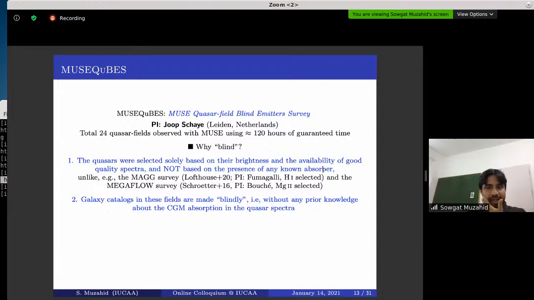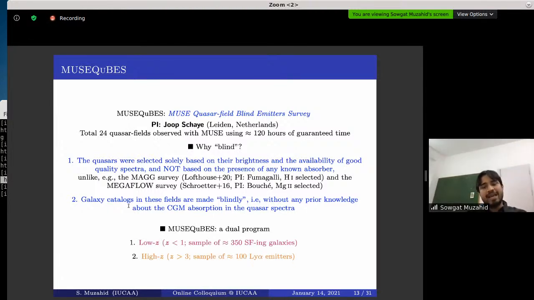We selected those fields because good quality quasar spectra were available, and we didn't care about which absorption is seen in those spectra. This is unlike some of the other MUSE surveys, such as the MAGG survey by Michele Fumagalli from Durham, now at Milano. They are also conducting a large survey using MUSE, but their sample is H1 selected. So they are trying to understand the galaxy environment of strong H1 absorbers like DLAs or sub-DLAs and so on. Also I'll be talking briefly about the MEGAFLOW survey, where the sample is selected based on the presence of magnesium-2 absorption in the quasar spectrum. And secondly, when we made the galaxy catalogs in these fields, we did it blindly, without any prior knowledge about the CGM absorption in the quasar spectrum.